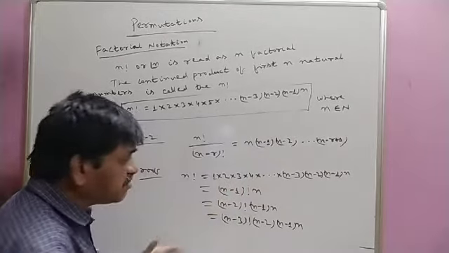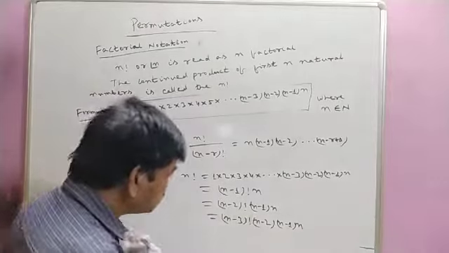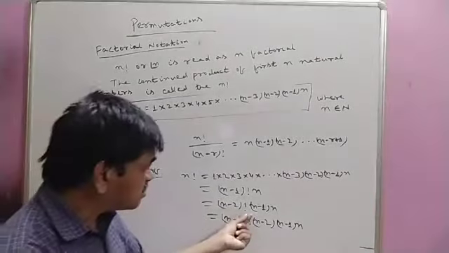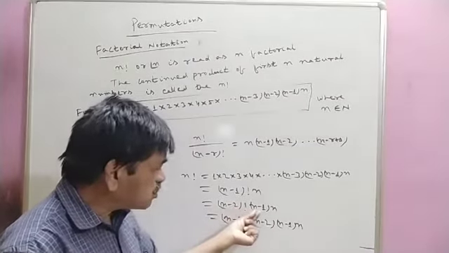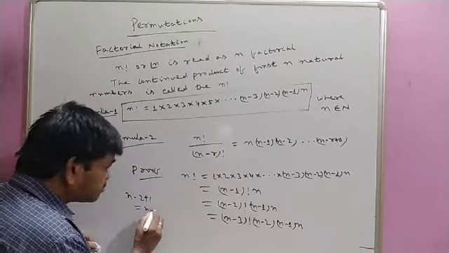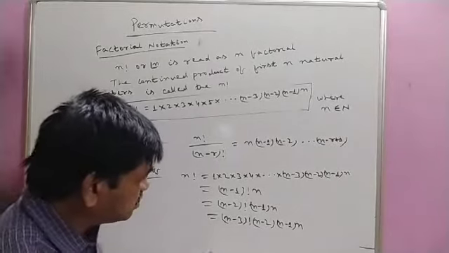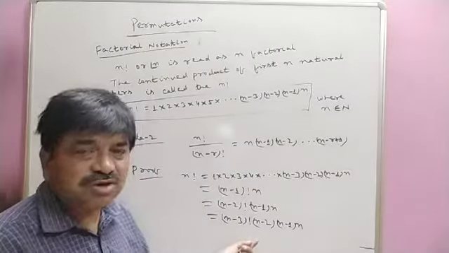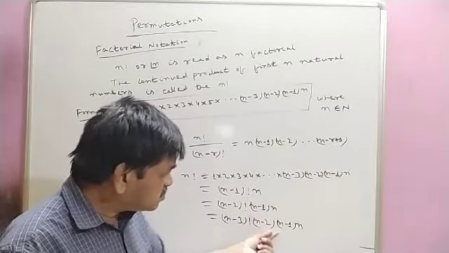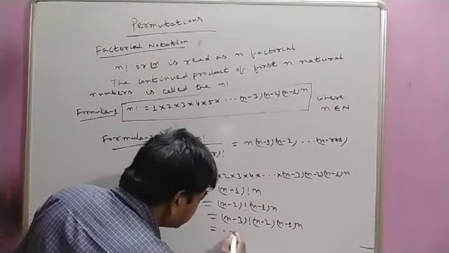So n factorial can be written like this, also like this, also like this. You see, when it is n minus 2 factorial, the next one is n minus 2 plus 1, that is n minus 1. Then again plus 1, that is n. Similarly, when it is n minus 3 factorial, the next one is n minus 3 plus 1, means n minus 2. The next one is n minus 2 plus 1, it is n minus 1. Then that is n.